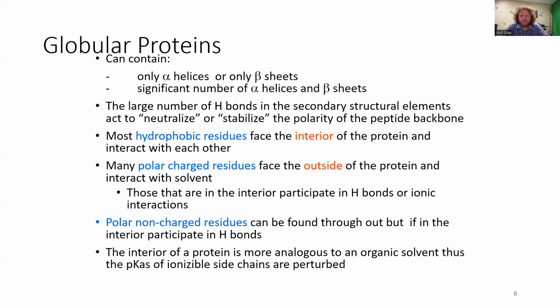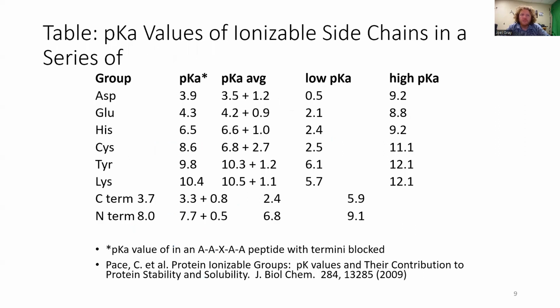Oof, no, sorry. The interior of a protein is more analogous to an organic solvent, thus the pKa's of the ionizable side chains can be altered a little bit, perturbed. Some examples of these, here's your pKa values for a couple of different amino acids and how they change based on a particular peptide. So what this is showing us is the pKa values of ionizable side chains in a series. Basically this is looking at data from a synthetic polypeptide.